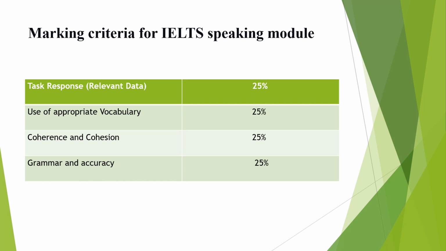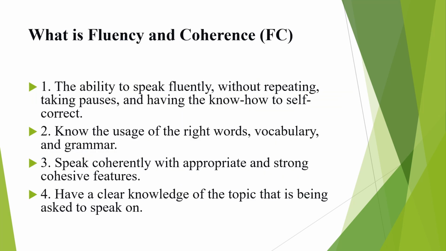Use of appropriate vocabulary, it carries 25% marks. Coherence and cohesion, it also carries 25% marks. And in the last, grammar and accuracy, it also carries 25%. We will be discussing each rubric one by one.